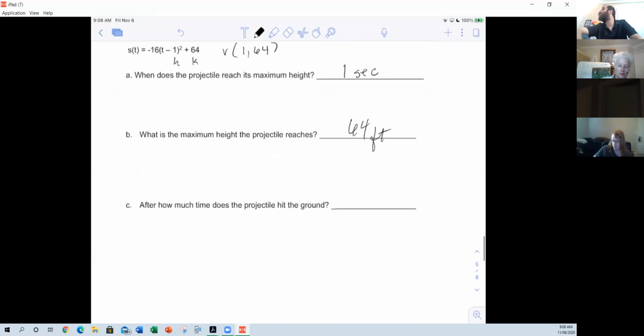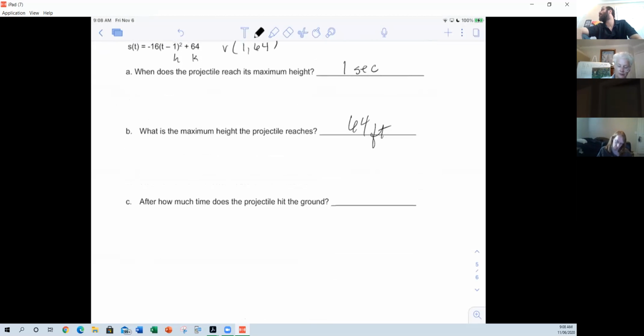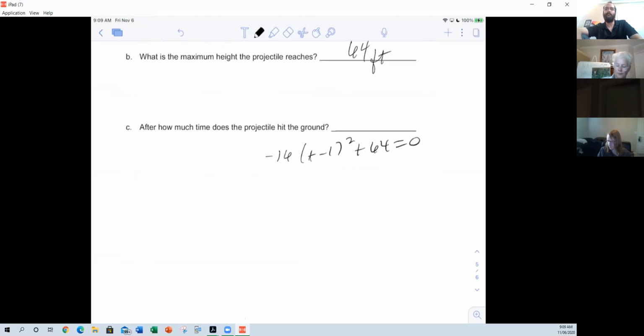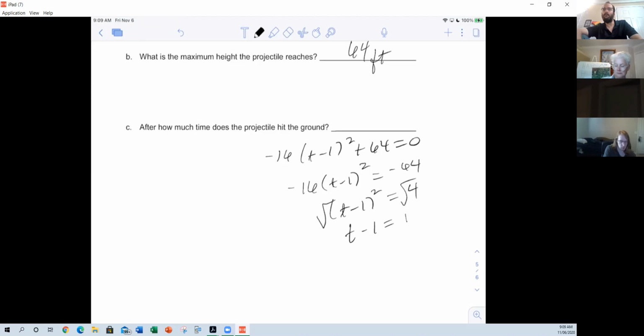And when does it touch the ground? You would just set that equal to 0, and use the square root property to solve that. And negative answers aren't applicable, so it would take 3 seconds.